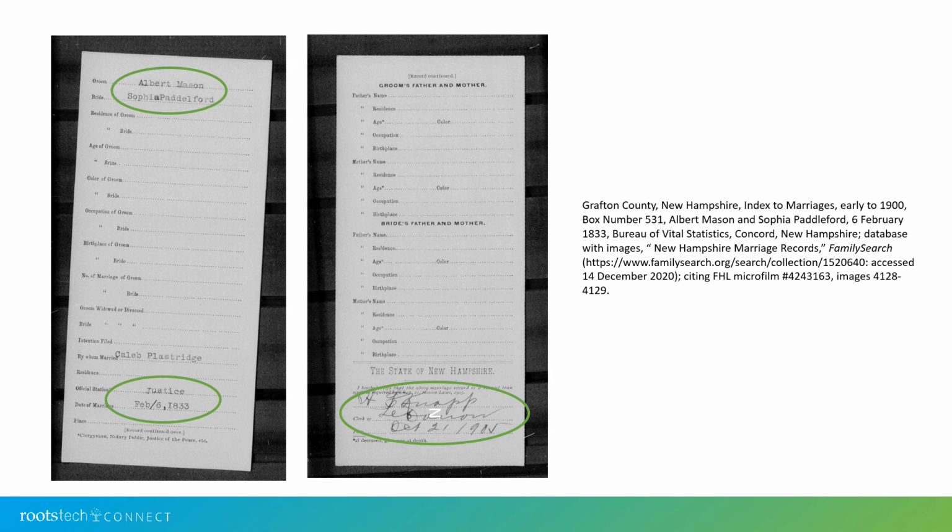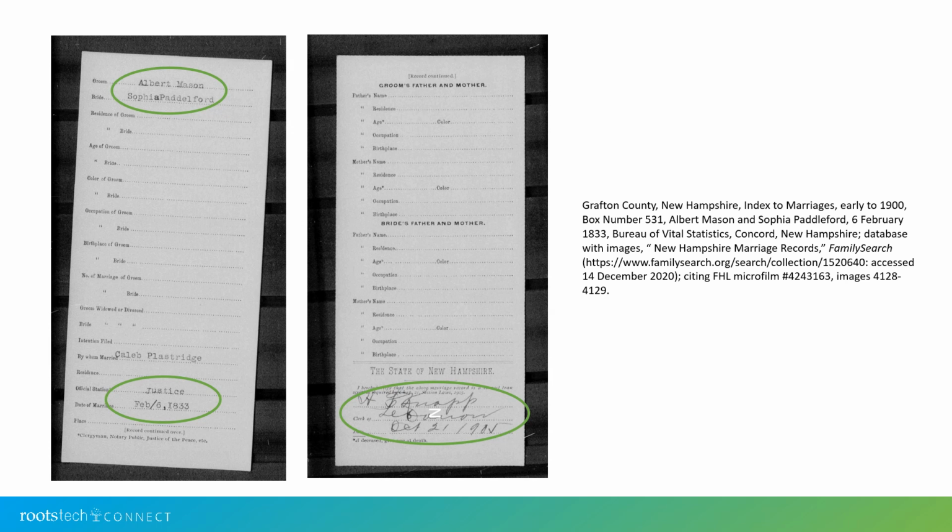The record has 2 pages and shows that Albert and Sophia were married by Justice Caleb Plastridge on 6th of February, 1833. No marriage or residence places are listed. However, at the bottom of the second page, it shows that this record was created by a clerk in Lebanon on October 21, 1905. It is likely that local marriage records were sent to a central place to be recorded many years after the event took place. The place of Lebanon is the place the marriage record was recorded and not necessarily the marriage place.